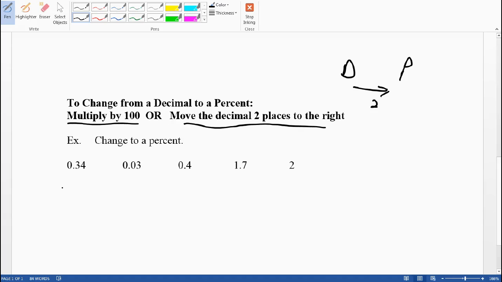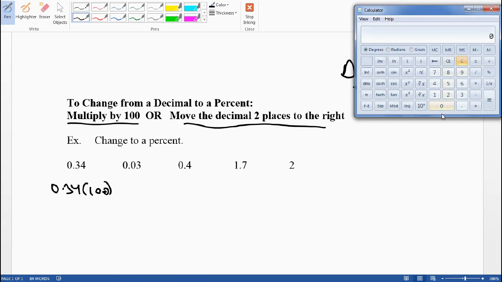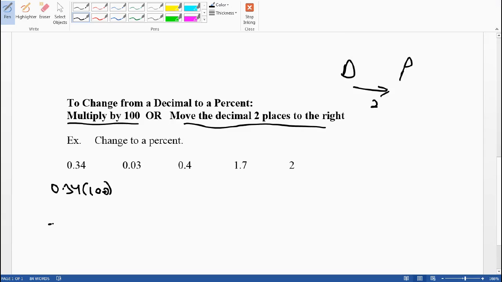Now here's how you're doing. You can take that 0.34 and times it by 100 if you want to. I don't want to, but I'm going to. 0.34 times 100, and you get 34. Here's what I'd rather do. Move the decimal 2 places to the right. This one, move the decimal 2 places to the right. What do you get? 3 point. Which I don't need that point because it's understood to be there. So it becomes 3%. I forgot my percent sign there. Don't forget your percent symbols.